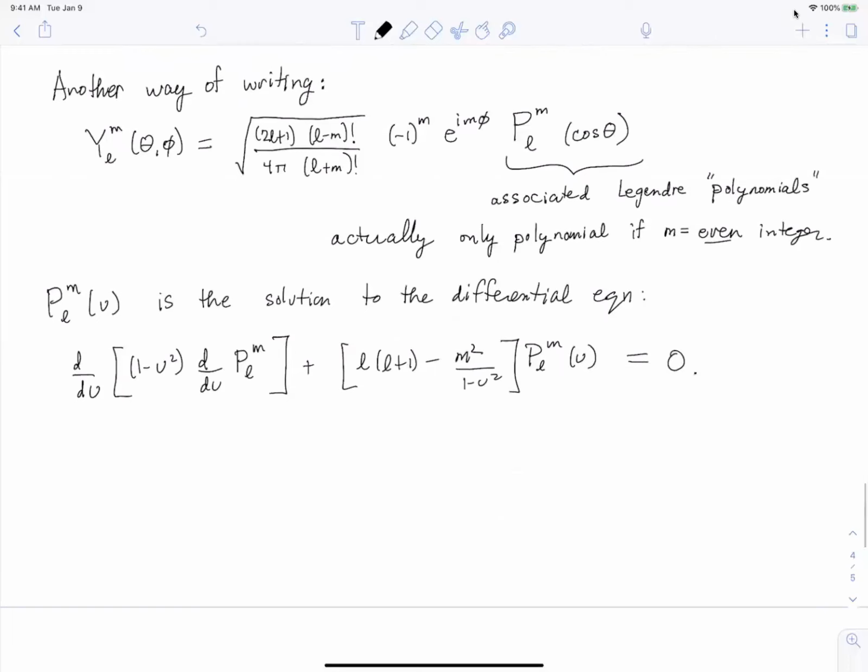So in particular, for m equals 0, then P_L^0 of u is often just written as P_L of u without the superscript. That really is a polynomial. Those are the Legendre polynomials.